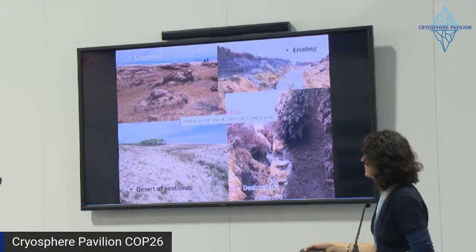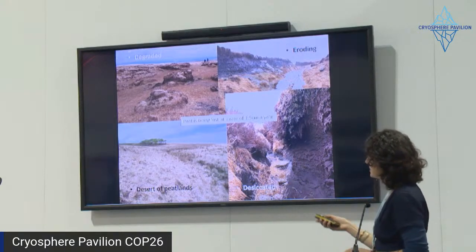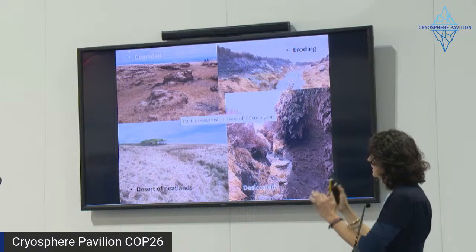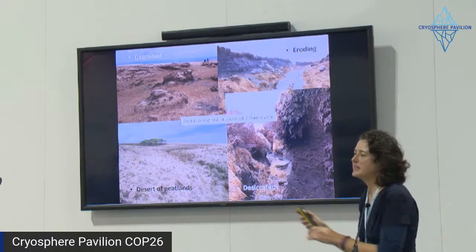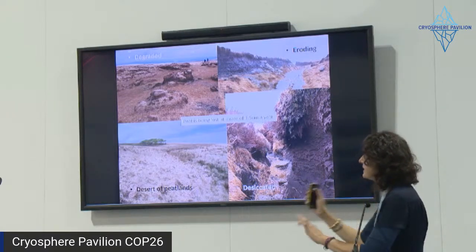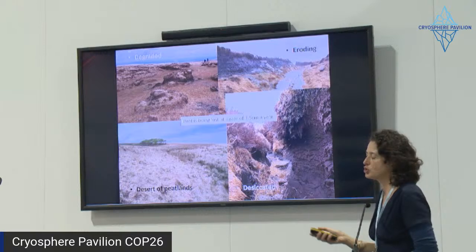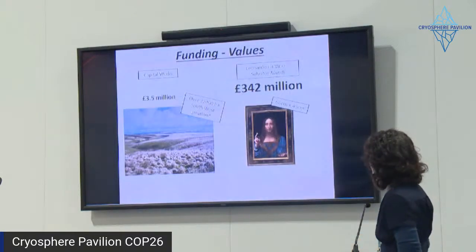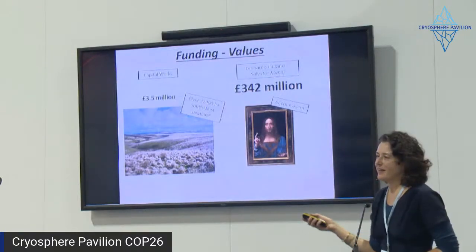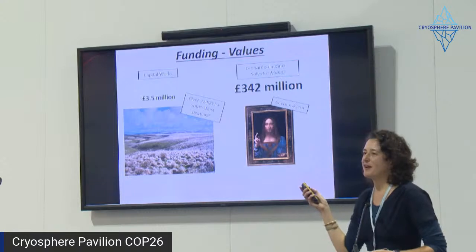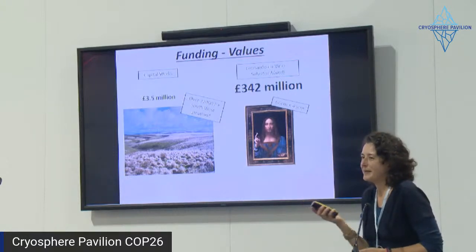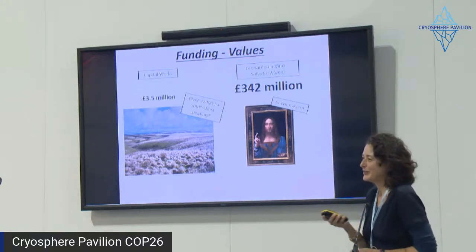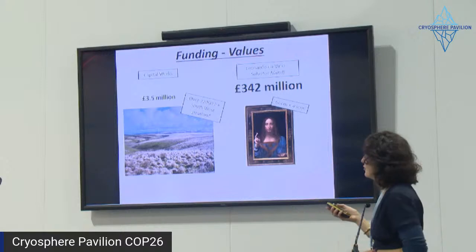And here, the desert of peatlands is basically what I was talking to you about. It's basically like a unique species, one species that dominates because these sites are so drained and dry. The funding up to now has been 3.5 million. I'm sure that's very small compared to the funding available in Scotland, but the area is also a lot smaller.